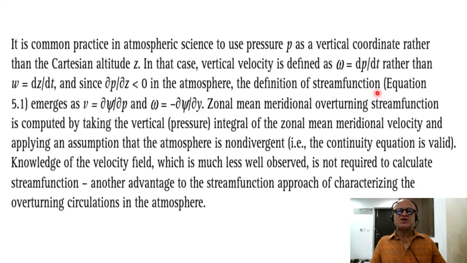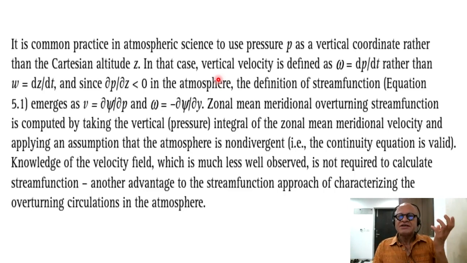So to look at the vertical motions and to do zonal mean meridional cells more formally, we need this information. It's common practice in atmospheric science to use pressure p as a vertical coordinate rather than the Cartesian altitude z. The details are such that it removes density from the equations, which is very inconvenient because density cannot be directly measured, and it cannot be ignored in the atmosphere because the atmosphere is a very compressible fluid.